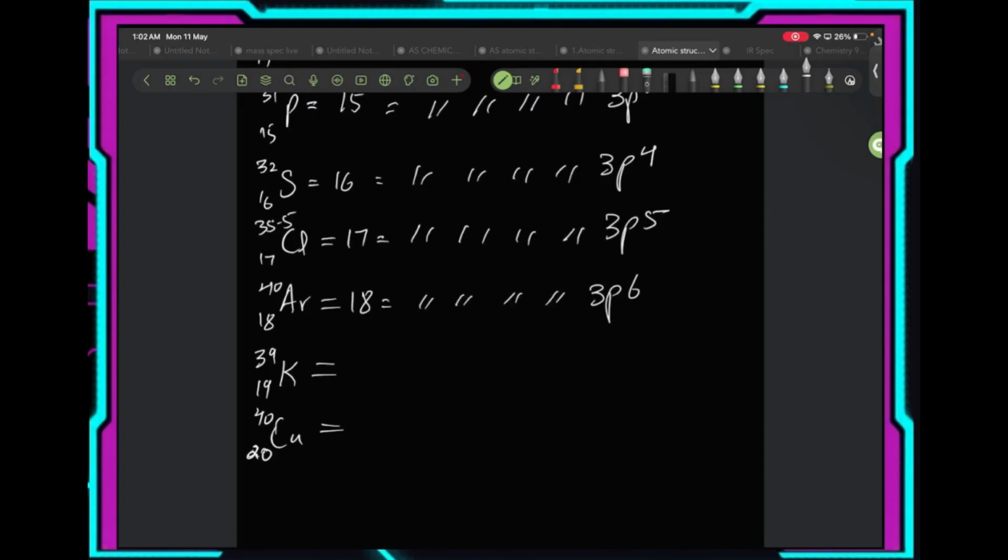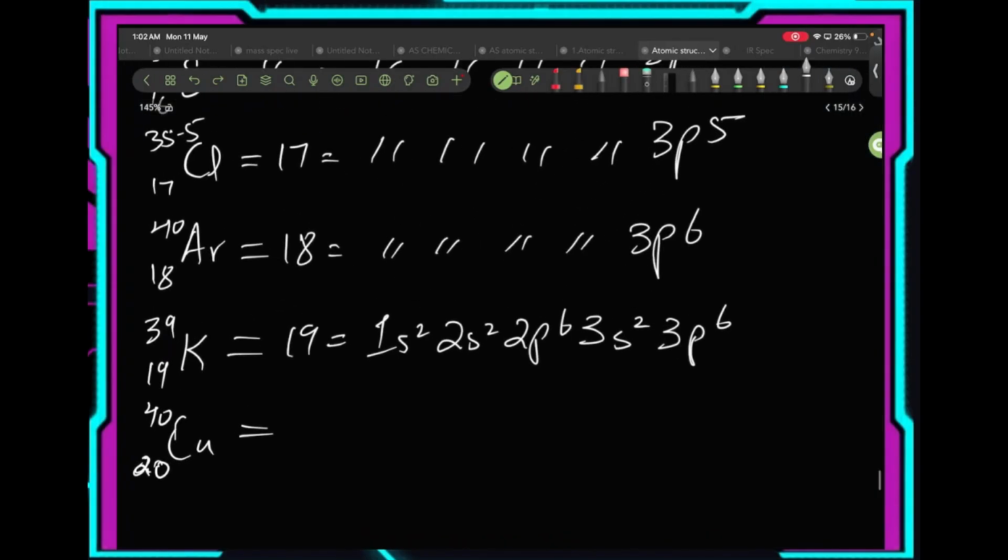What about potassium? 19 electrons. So 1s2, 2s2, 2p6. You're done with 10 electrons. 6 plus 2 plus 2, that's 10. We're left with 9 more electrons. So after 2p, you move on to 3s. So 3s2. Now you're done with 12 electrons. Then you move on to 3p. So 3p6. How many are you done with now? 6 plus 2 plus 2 is 10, and then plus 8. So we're done with 18.